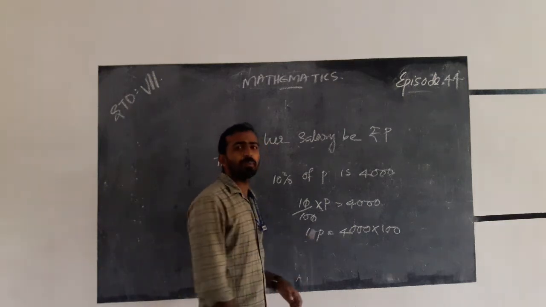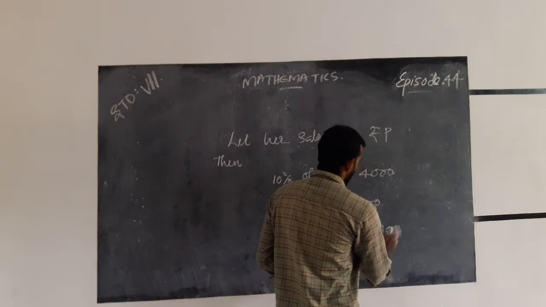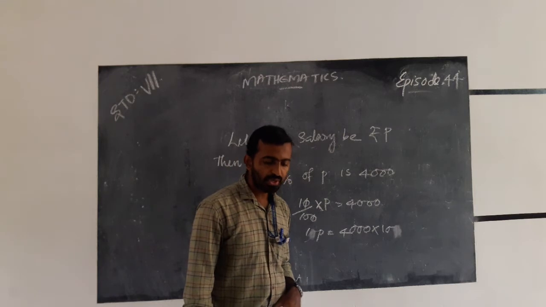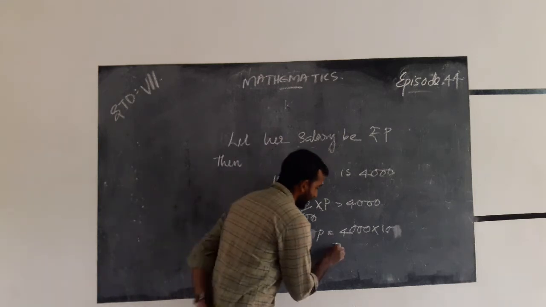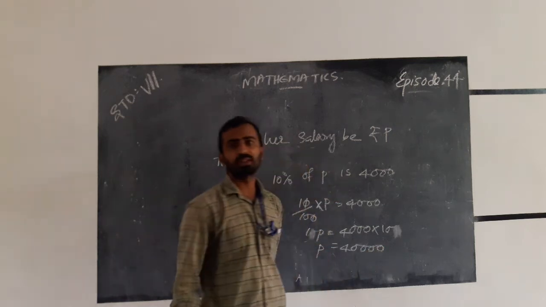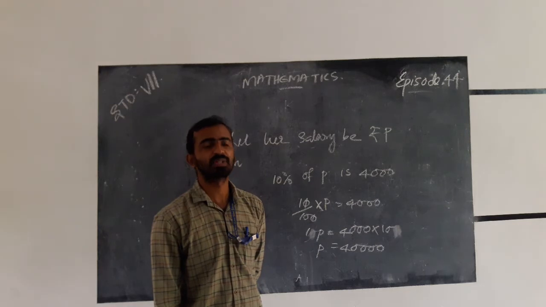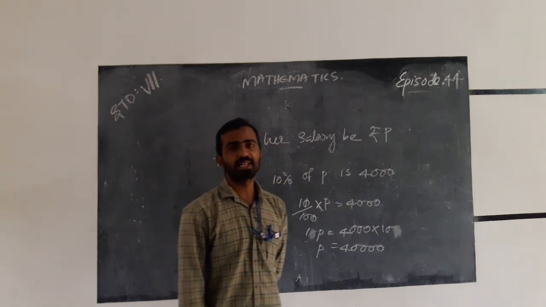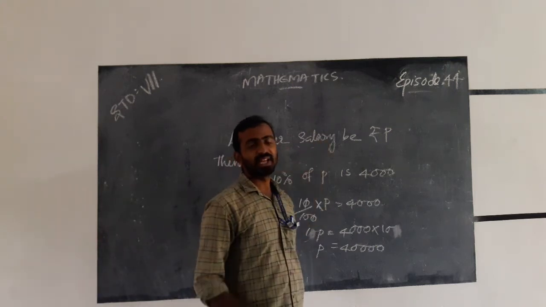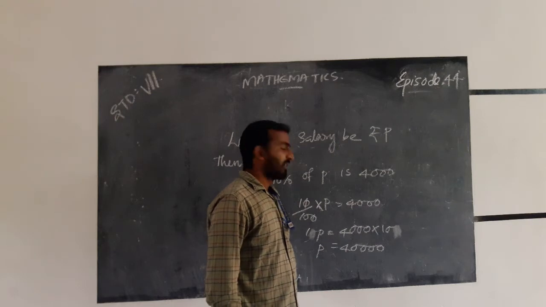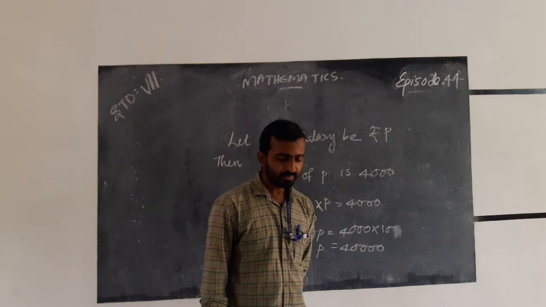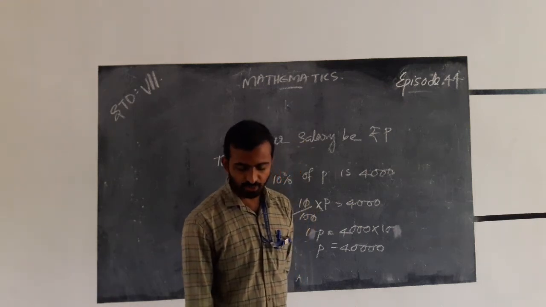So we can write 1P equal to 4000 into 10. That is, we get 40,000. P equal to 40,000. That is the answer. P means, let her salary be P rupees. That is, her salary is 40,000. Okay. And the 10th question is also for your homework.